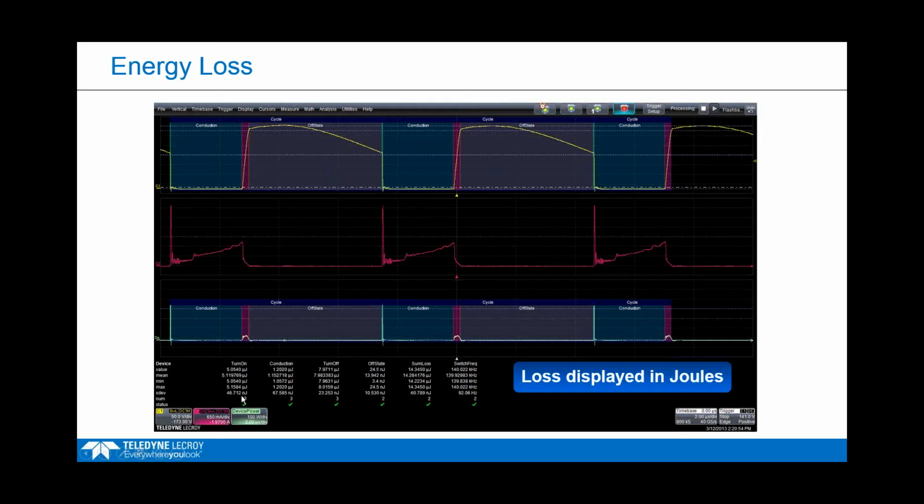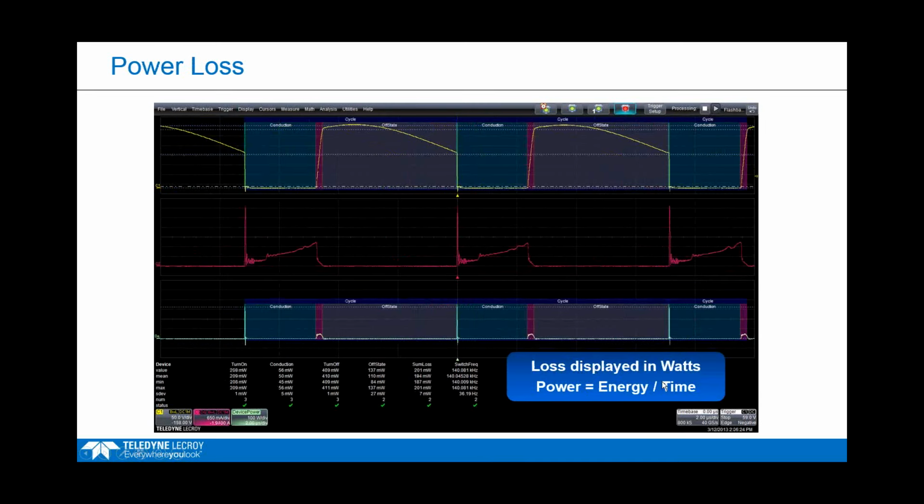In this case, we're displaying the loss in joules, which is essentially the integral, or the area under that part of the curve. We can also display it as a function of time, so power is going to be the energy per unit time. And so we have the same signal here, but now we're displaying the losses in watts instead of joules.